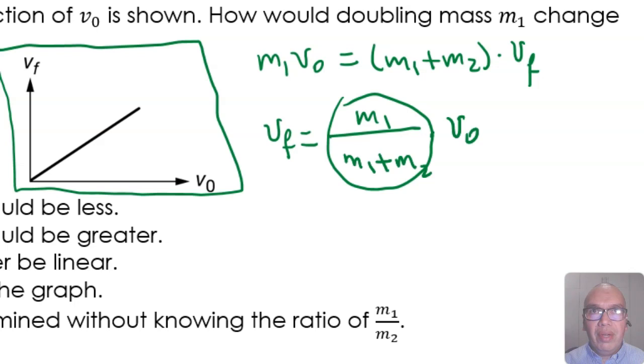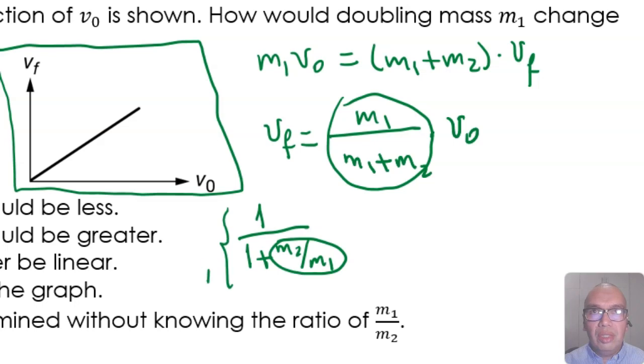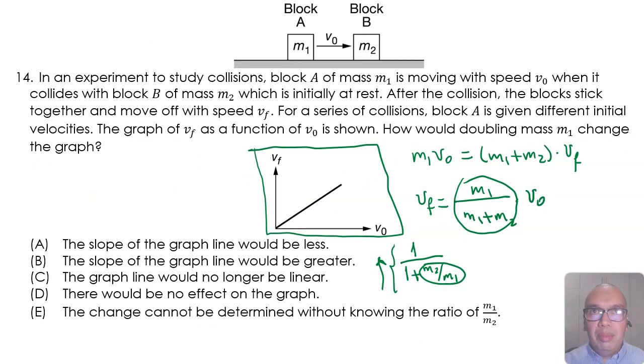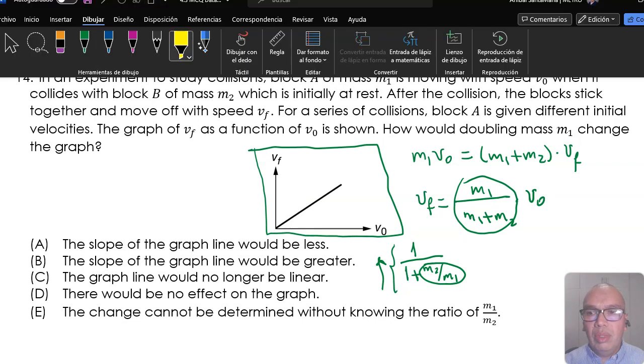In order to determine the effect of doubling m1, we could start by writing the slope as 1 over (1 plus m2 over m1). If we now double m1, clearly the ratio m2 over m1 is reduced. Therefore, the denominator of the slope is less, and the total ratio increases. This means that the slope of the line is greater, which corresponds to option B.